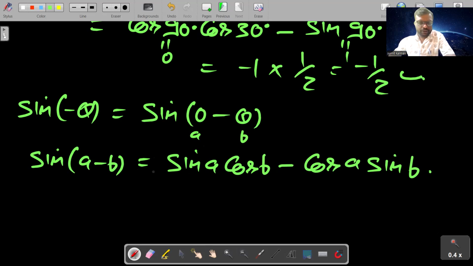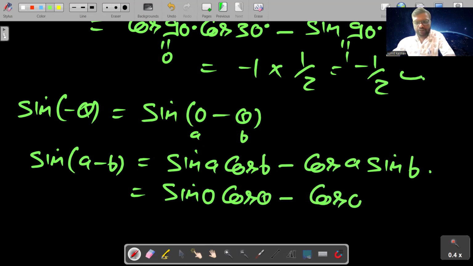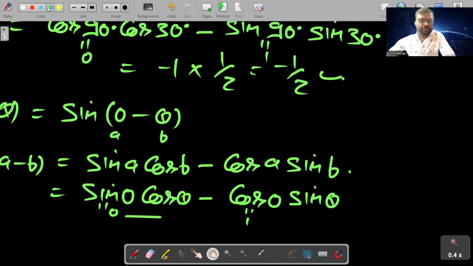Now students, here sine 0 into cos theta minus cos 0 into sine theta. Students, this sine 0 is 0, so this part will be 0. Cos 0 is 1, so after simplification we will get minus 1 into sine theta, which will be equal to minus sine theta.